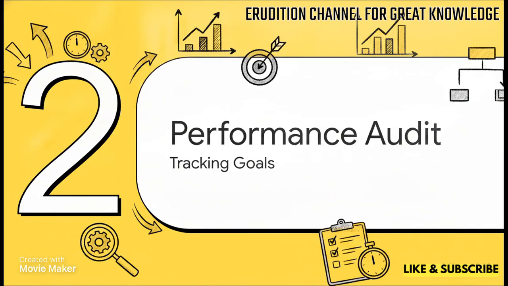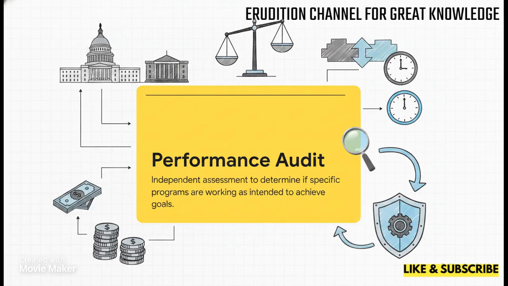Moving right along to tool number 2, the performance audit, where we shift gears to tracking goals. Here, we're doing an independent assessment of an entity's operations. We want to know, are these specific programs or functions actually working as intended to achieve their stated goals? Now, for your exam, remember that this serves a fundamental purpose of government accountability. Since most government bodies at all levels receive federal funding, performance audits are what hold them to objective standards. It ensures they're actually executing the responsibilities they are legally authorized and charged to carry out.